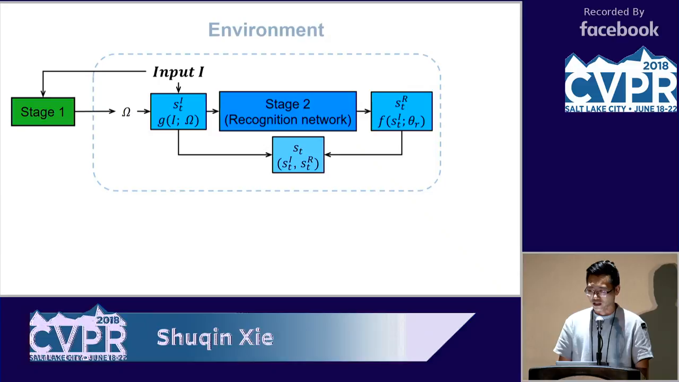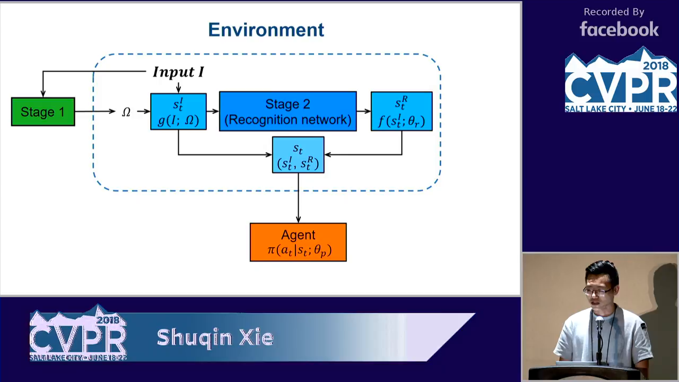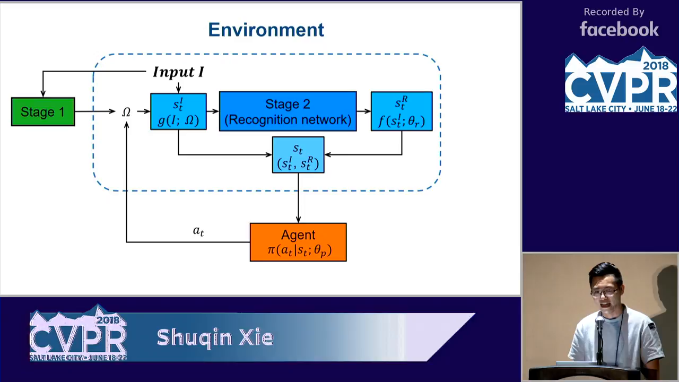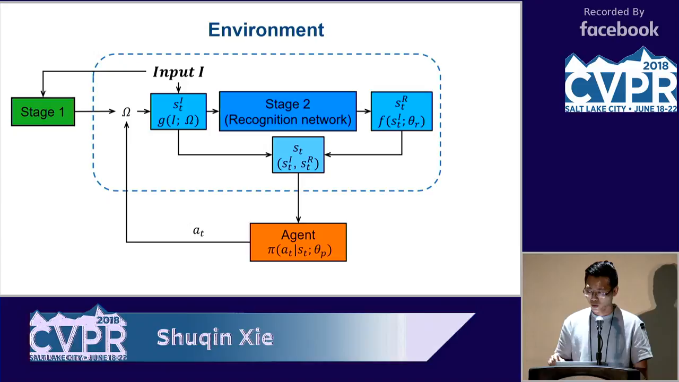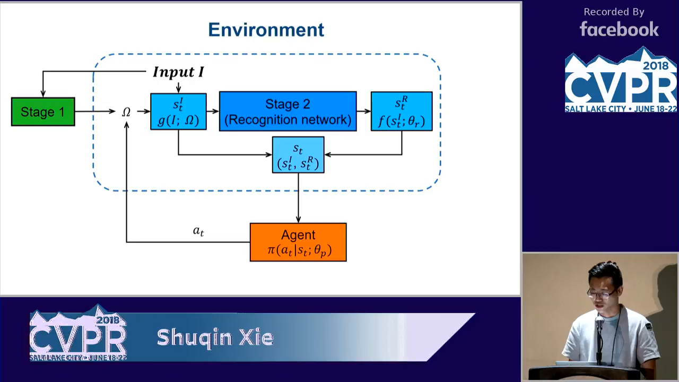Then the agent uses the system state as input and samples an action A_T from its policy pi. The action A_T will change the output omega, which in turn changes the input to the second stage network and then the recognition output. This forms a loop, and the system keeps iterating until we reach the maximum number of iterations or the agent samples a terminate action. The final output is the last S_TR in the sequence.